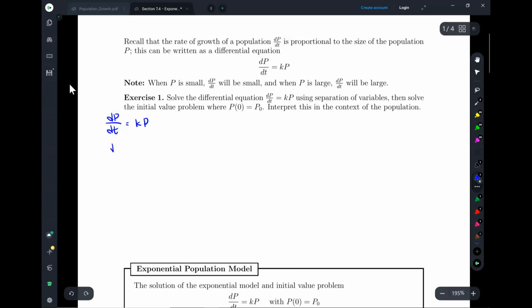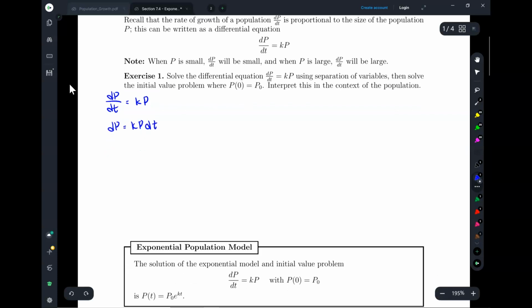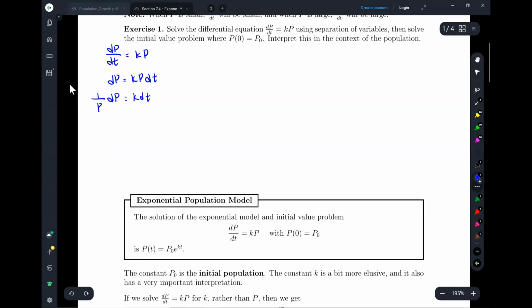So we're going to go ahead and move the dt to the other side. And we want to get the P's together, so we're going to divide both sides by P. But I'm going to think of that as 1 over P instead, just to make the integration a little bit easier. Here we go. We have basically everything together.